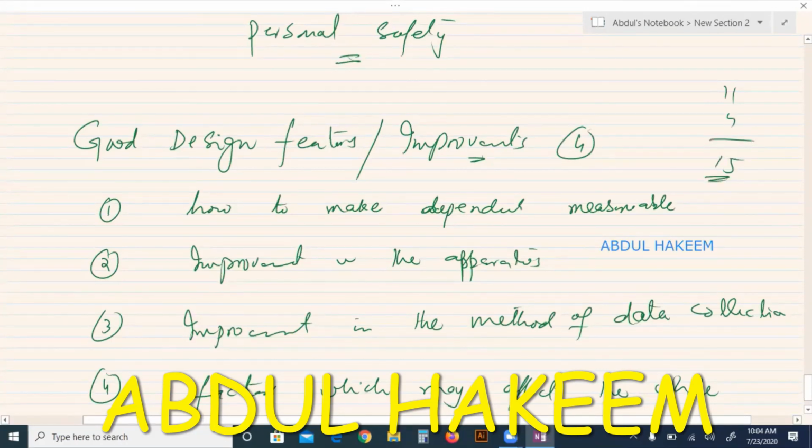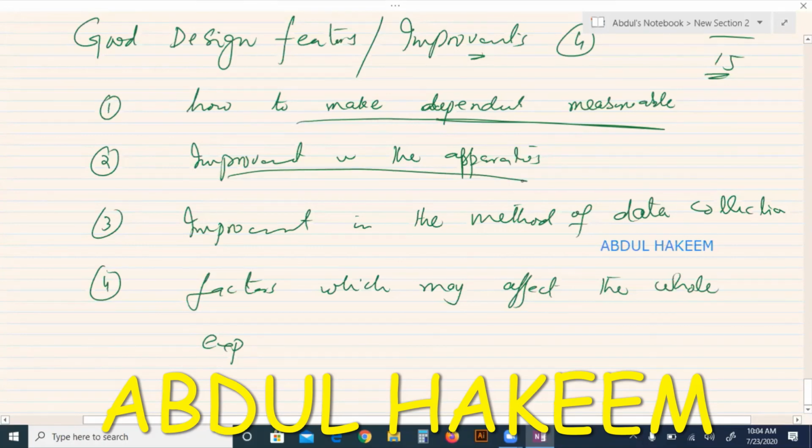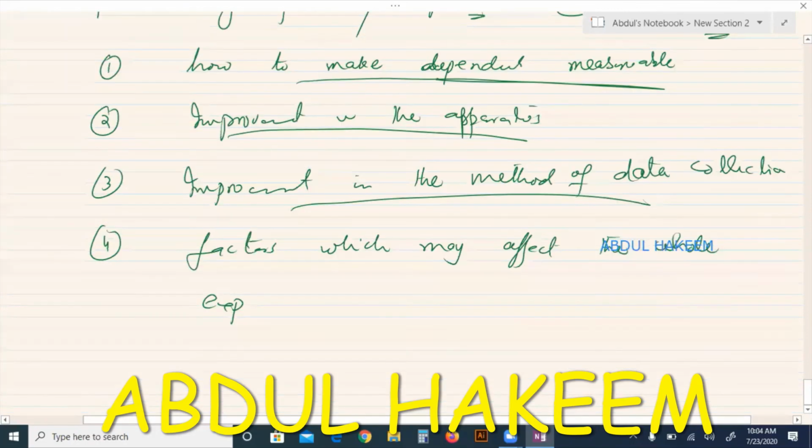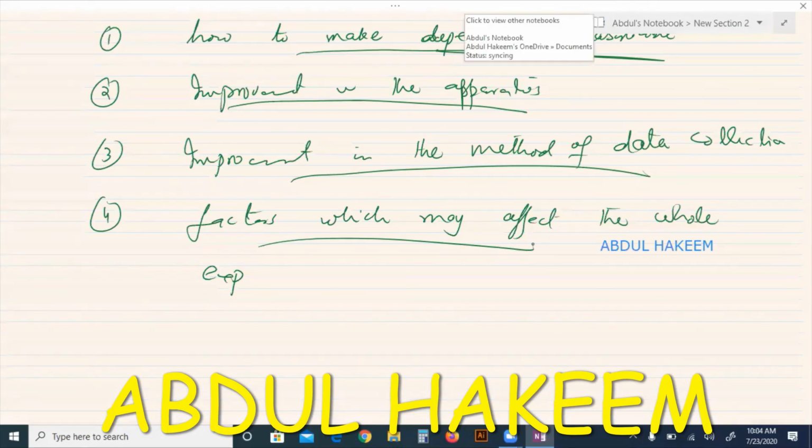So in the last, we have to write about how to make dependent variable measurable, what is the possible improvement in the operators, what is the possible improvement in the data collection, and surrounding factors affecting your experiment. Okay, so this is all about question number 1. So this is actually the method to attempt question number 1 in P5.